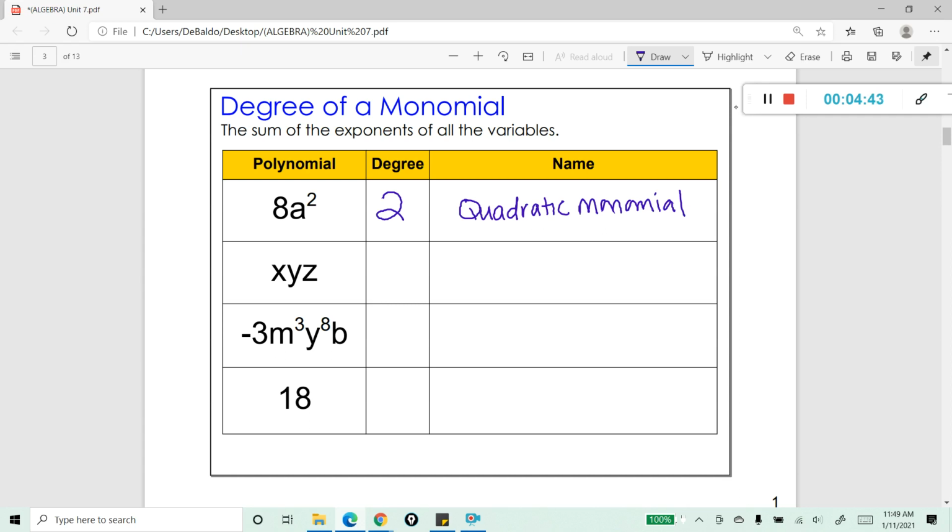Let's look at the second example. So we have x, y, z. Now, when you don't have an exponent, you technically have a 1 on top of each one of those. So the degree of this would be 3. So this would be a cubic monomial.